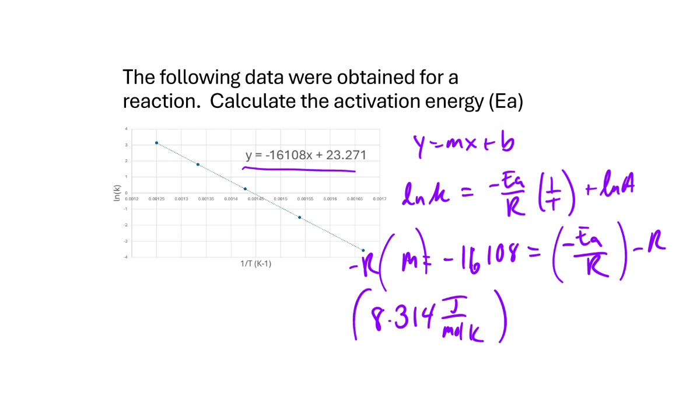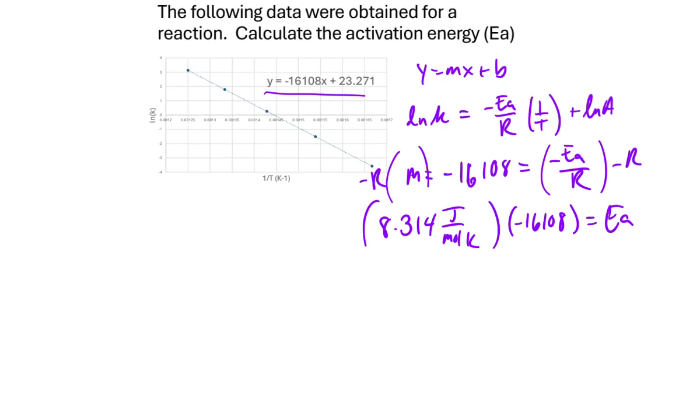Okay. So that's going to be multiplied by minus 16108. And that should give us our activation energy. Back to my notes. And we're going to end up with 134 kilojoules per mole.